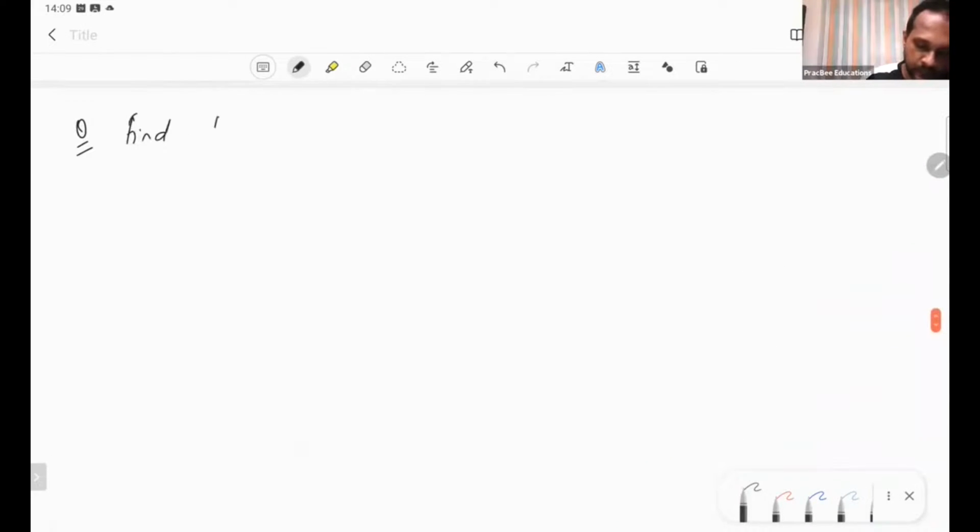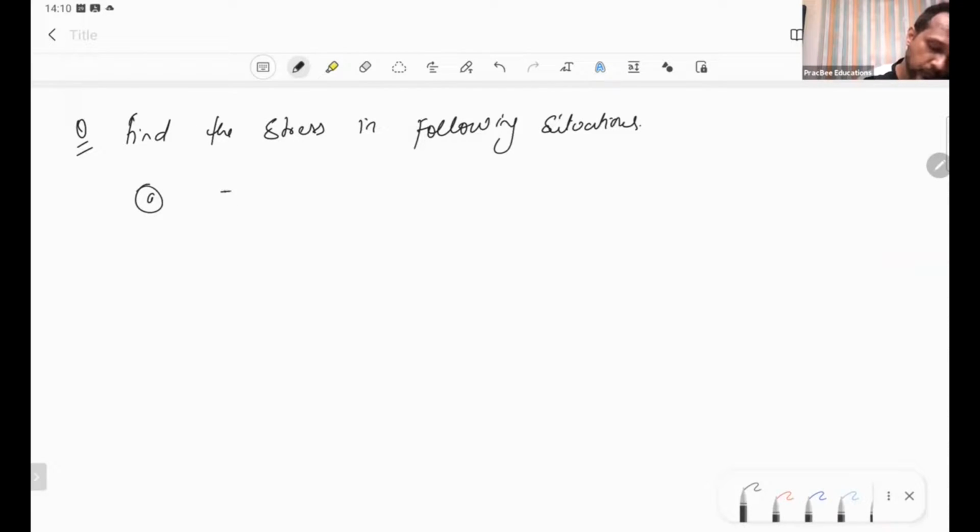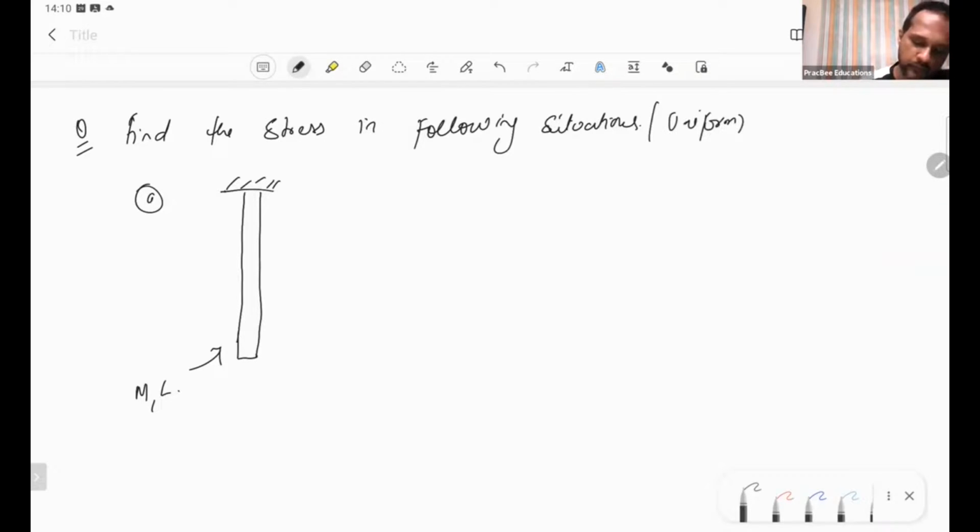Find the stress in the following situations. पहला है, there is a rod hanging from a ceiling. The mass of this rod is m, length is L. All the rods will be uniform, मतलब mass is uniformly distributed. There is a point P. बस ये बताइए, इस point P पे stress पता कीजिए. Stress at P आपको पता करना है.